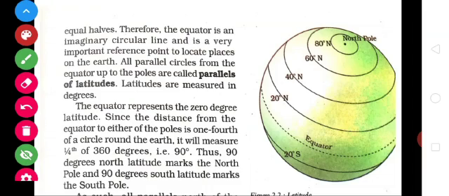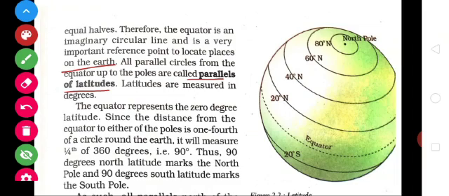Therefore, the equator is an imaginary circular line and is a very important reference point to locate places on the earth. All parallel circles from the equator up to the poles are called parallels of latitude. There are many imaginary lines drawn on the earth in parallel circles, from the equator up to the poles, and they are called parallels of latitude.